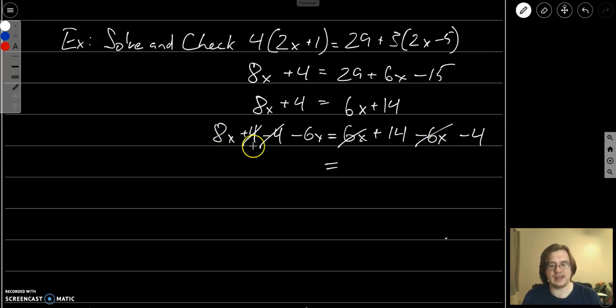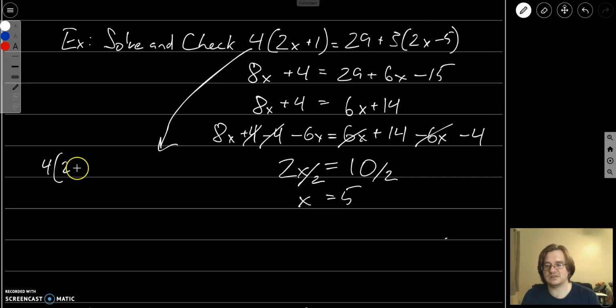What's left? 8x minus 6x, that's 2x. 14 minus 4 is 10. Divide both sides by 2 to get x is equal to 5. Again, check. I can plug this back in.